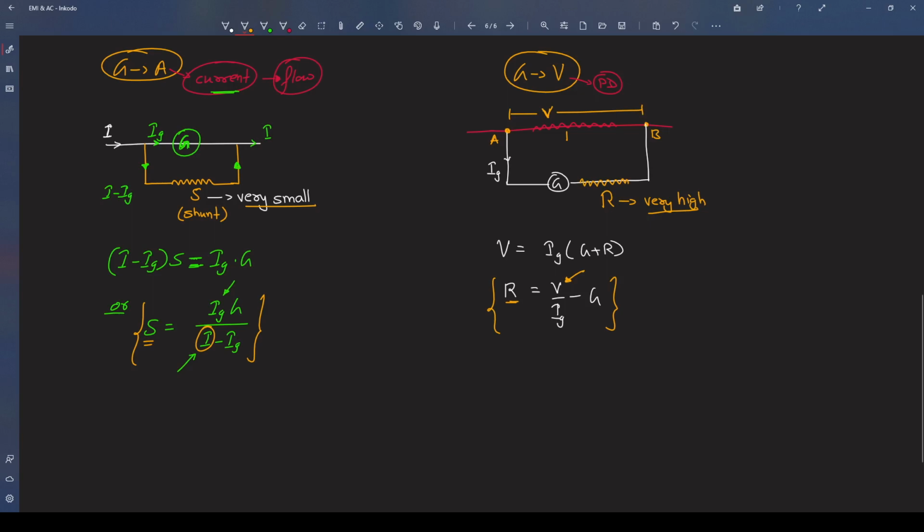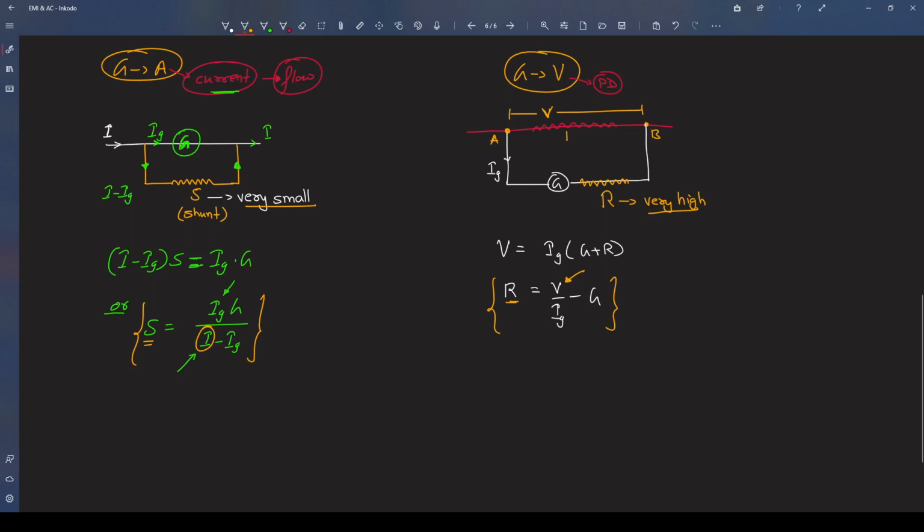In case of ammeter, a very small resistance in parallel to the galvanometer, and galvanometer has to be connected in the wire in which you have to measure the current, because it has to measure the flow. In the second case, galvanometer has to measure the voltage difference between two points. So it has to be connected to both the two points. That's why it will be in parallel. But it should not consume the current. So that's why a very high resistance should be added in series with the galvanometer so that the Ig is very low.